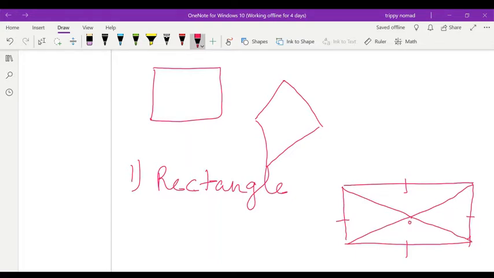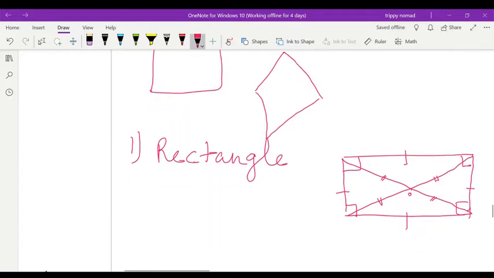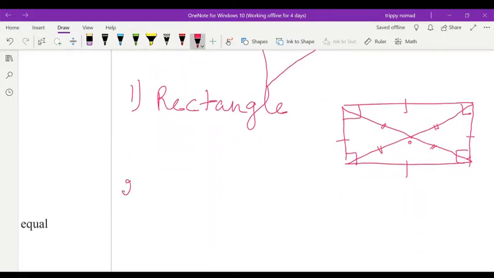That means at point O, bisect means this side is equal to this side, and this side is equal to this side. And each angle is 90 degrees. These are the properties of a rectangle. Now we are going to start with the square.